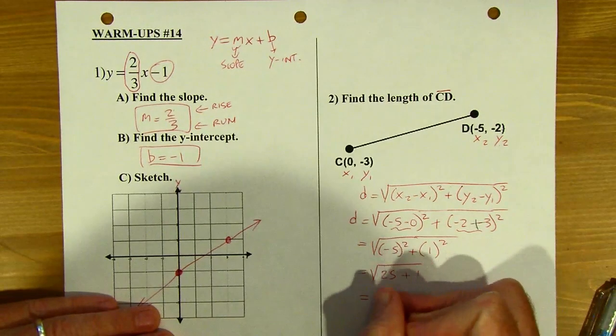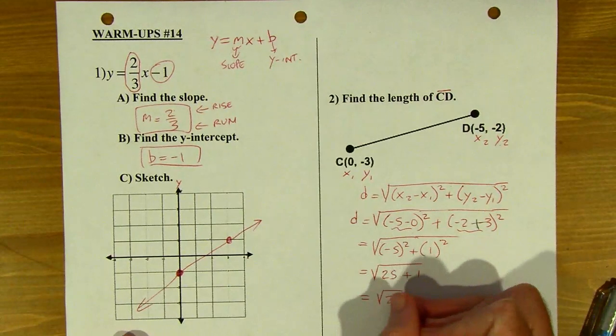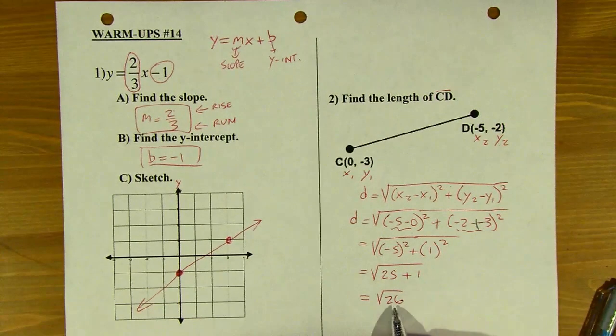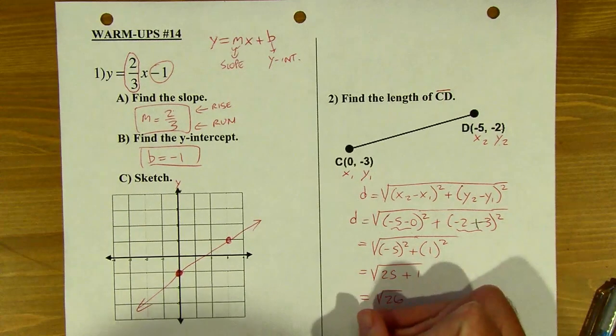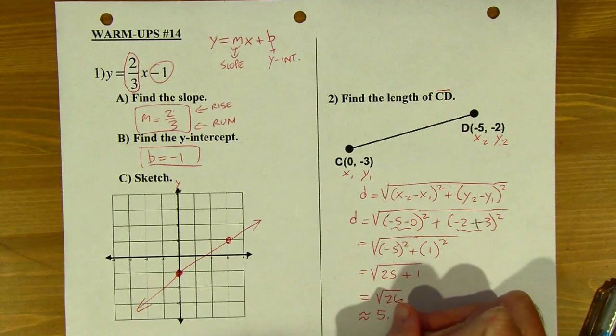And then I've got 25 plus 1. That's going to be 26. You could just leave this as root 26. It doesn't come out to an even number. It's a little more than 5, right? Because the square root of 25 would be exactly 5. If you put it in a calculator, it's about 5.1.